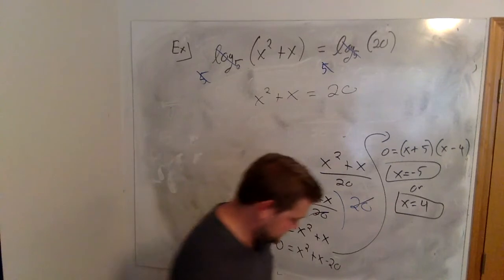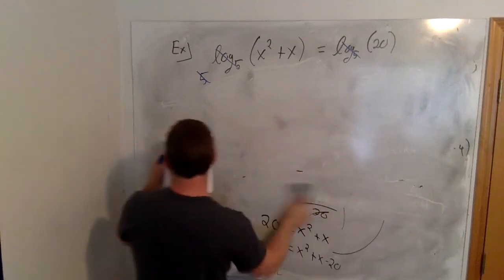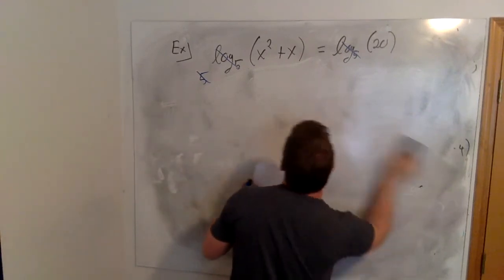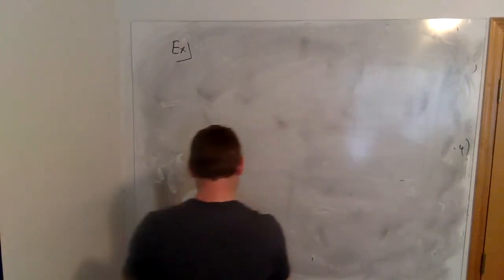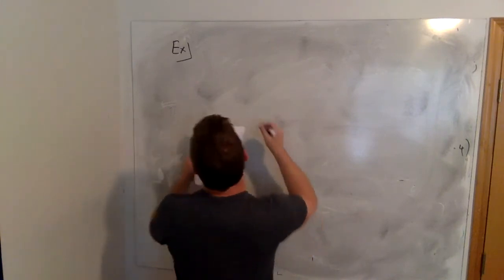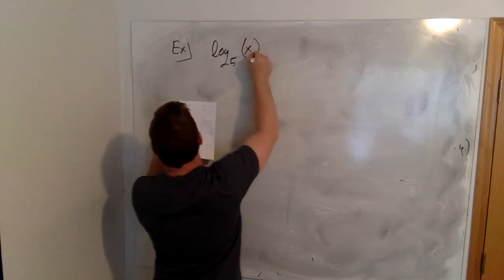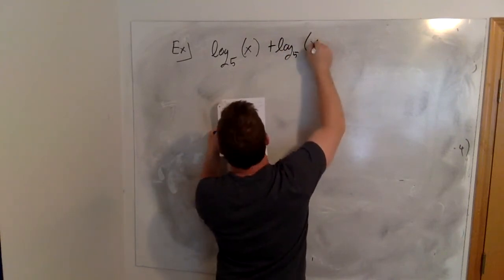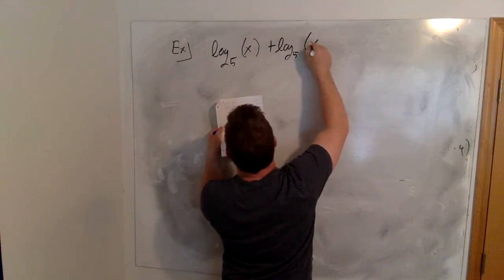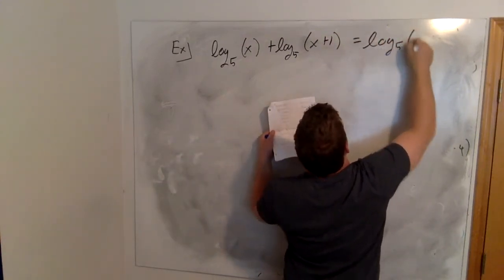Let's see another example. Let's say that we have log base 5 of x plus log base 5 of x plus 1 is equal to log base 5 of 20.